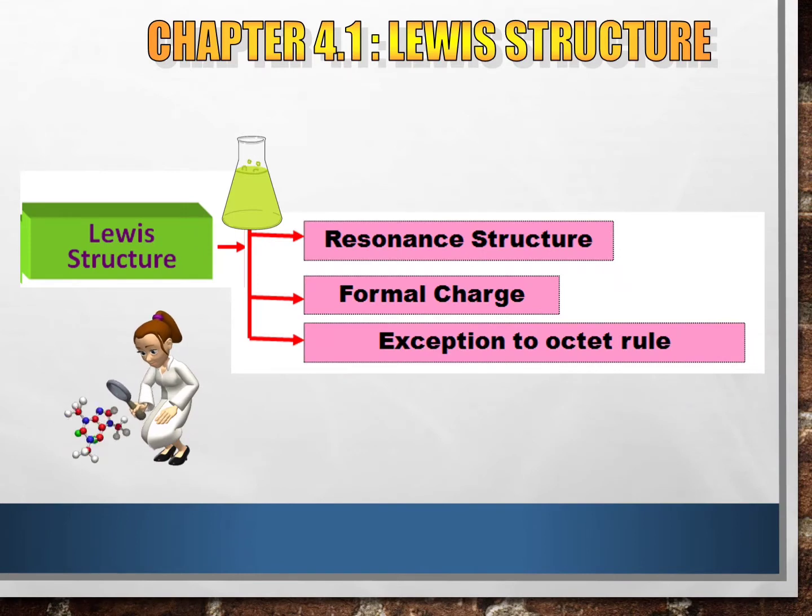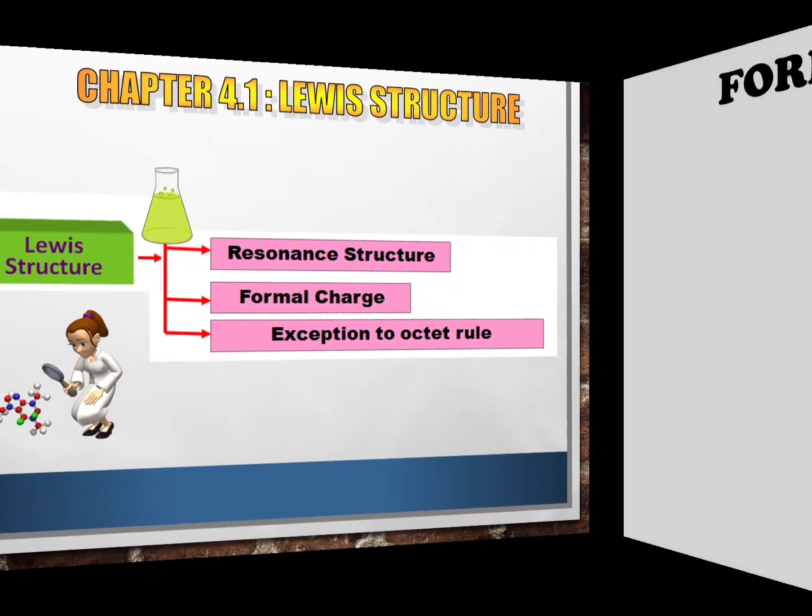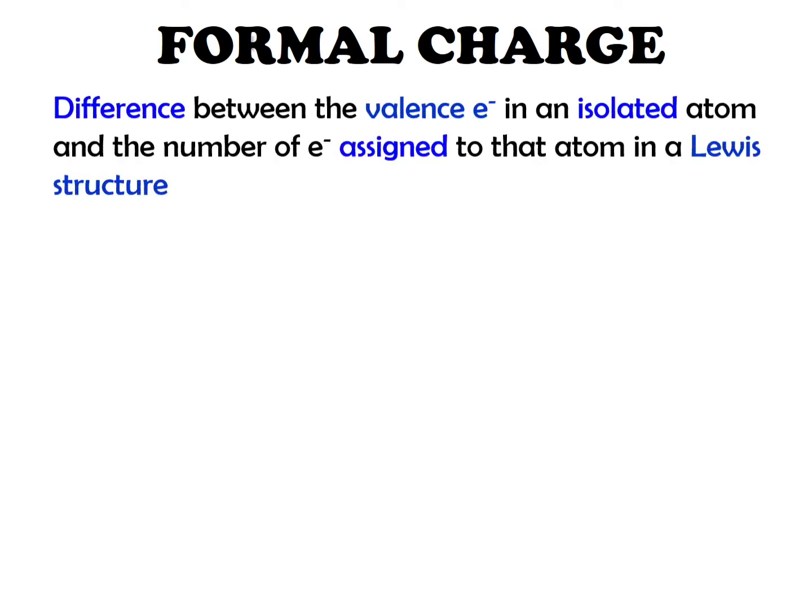Alright guys, in this subtopic we are going to learn about resonance structure, formal charge, and exceptions to the octet rule. Okay, formal charge. What is formal charge? Formal charge is the difference between the valence electrons in an isolated atom and the number of electrons assigned to that atom in a Lewis structure. Okay, how to calculate formal charge?